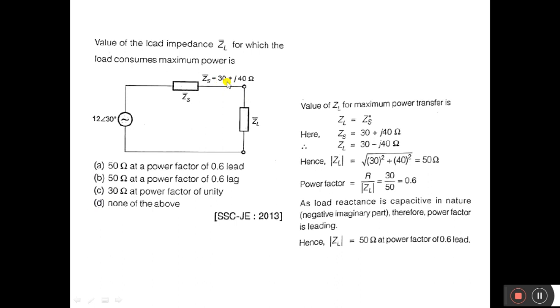So Z value given is 30 plus j40 ohm. So the conjugate of that is 30 minus j40. If you want to calculate the magnitude of ZL, square root of 30 square plus 40 square, so 50 ohm. So among the options, two options have 50 ohm, with power factor 0.6 lead and 0.6 lag. We need to calculate. Power factor is R by Z. So R value we have 30 and ZL value we just calculated 50, so 0.6. Here the load reactance is capacitive because of this ZS conjugate, so minus j. Therefore power factor is leading. So accordingly option A is correct one.